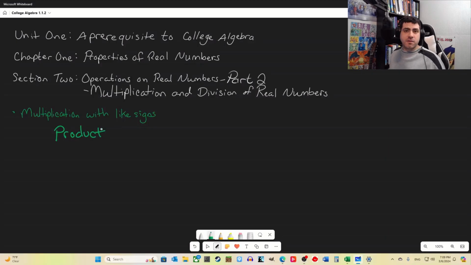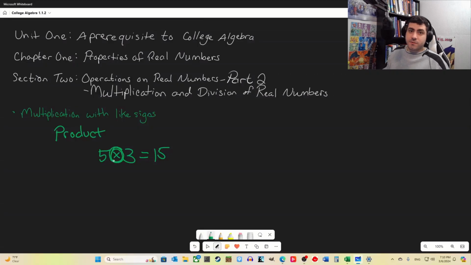The product is the answer to 2 times 2 is 4. 4 is your product. So say we have 5 times 3. The answer to 5 times 3, or the product of 5 times 3, is 15. Now, in algebra and forward past algebra, you will almost never see this X symbol to mean times.